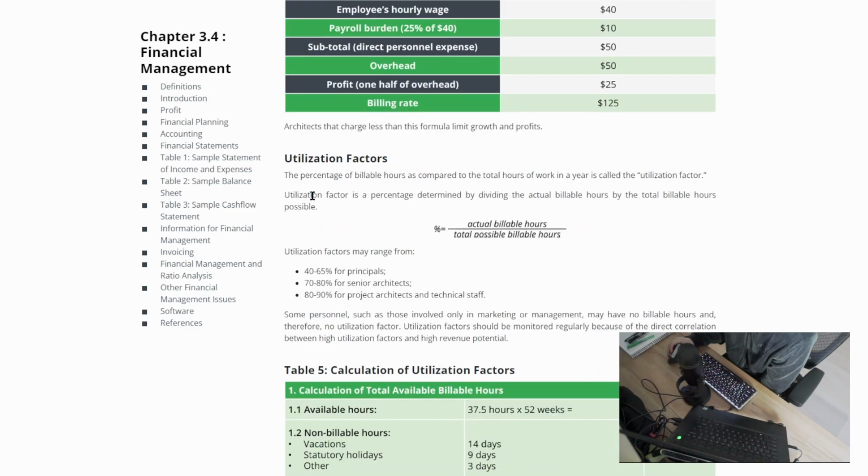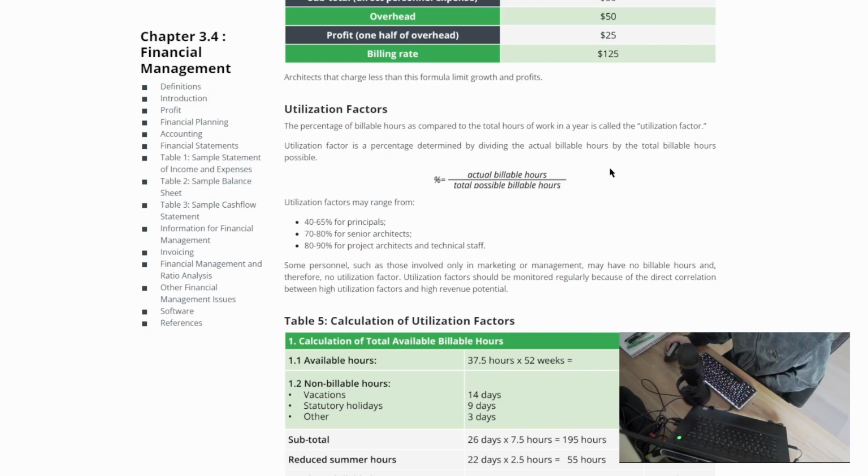Utilization factors. The percentage of billable hours as compared to the total hours of work in a year is called the utilization factor. Utilization factor is a percentage determined by dividing the actual billable hours by the total billable hours possible.